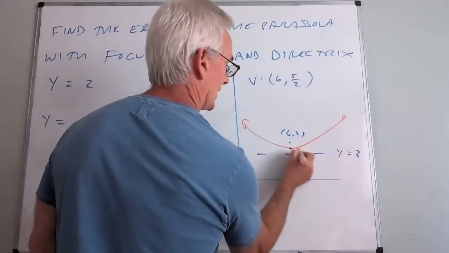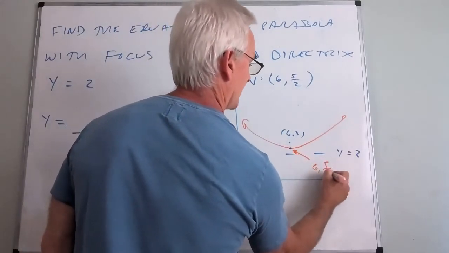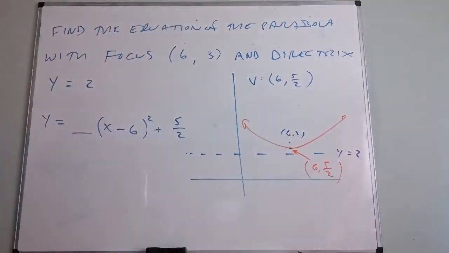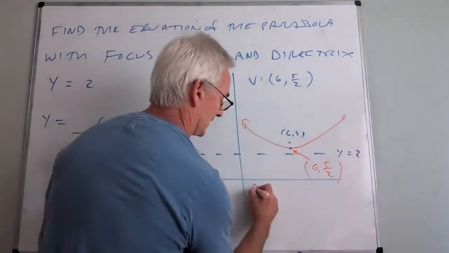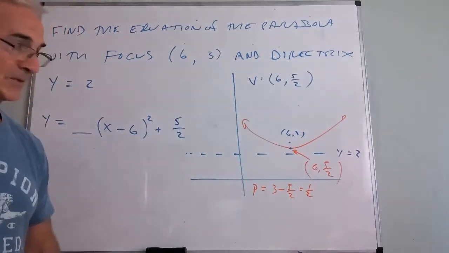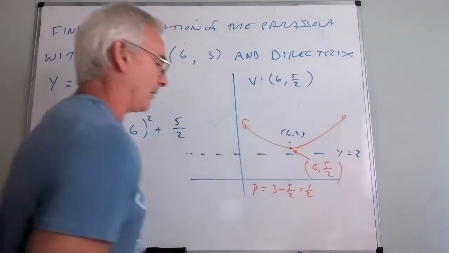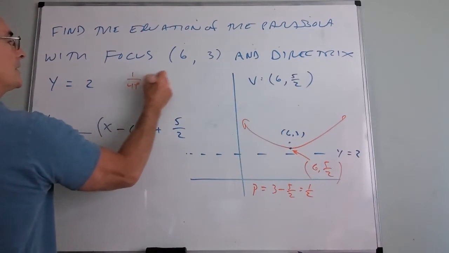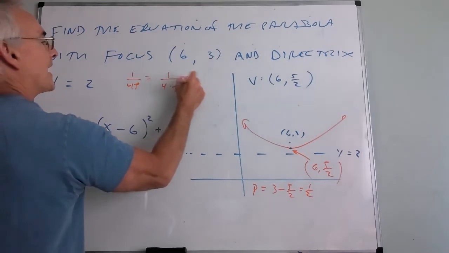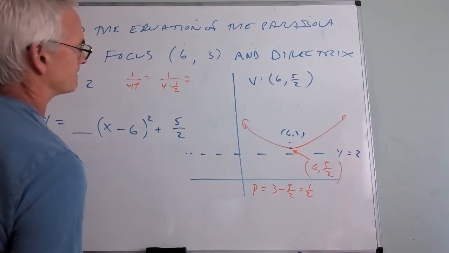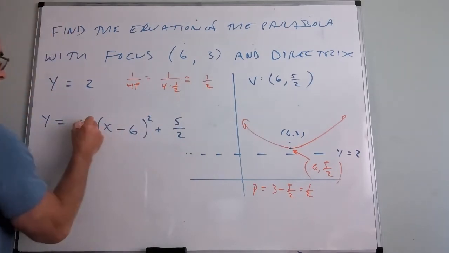You said that point right there was (6, 5 halves). So to go from 5 halves to 3, how big is p? 1/2. In fact, I'm going to write it: p is 3 minus 5 halves. Do you agree? That's what p is. So what's going to go here? What's 1 over 4p? That'd be 1 over 4 times a half. And that is 1/2, isn't it?